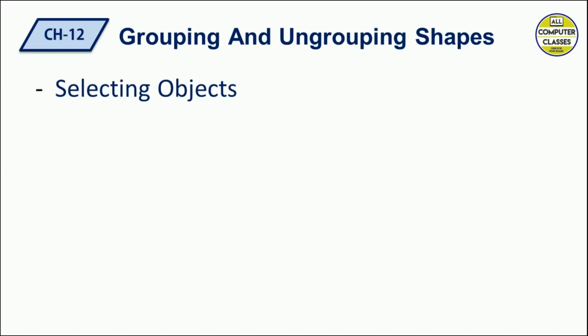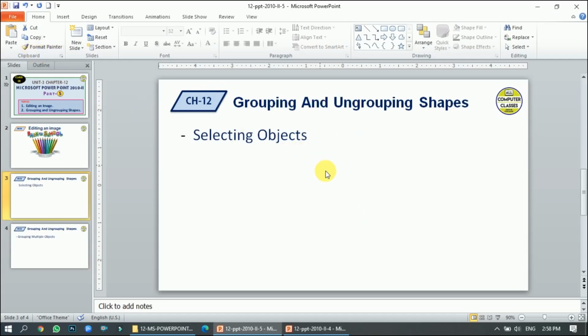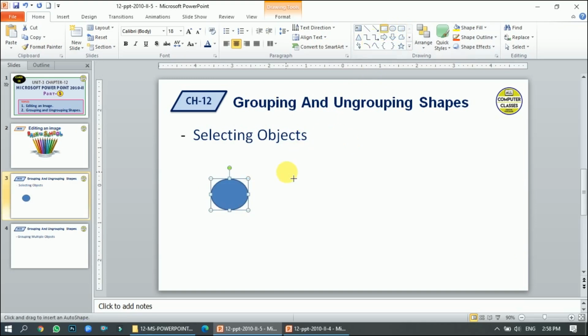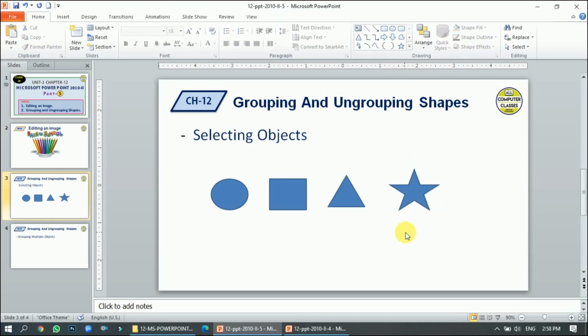We have two ways to perform these actions. First is selecting objects, right? So for selecting objects, let's first of all draw 4 basic shapes. So this is a slide and here I'll go into the shapes and I'll draw 4 basic shapes. So this is one shape, then we have a second shape, third shape and fourth shape, right? So we have drawn 4 basic shapes.